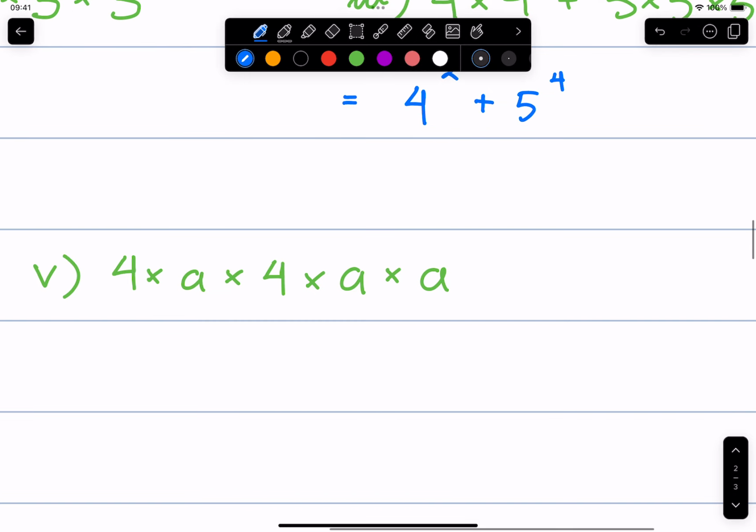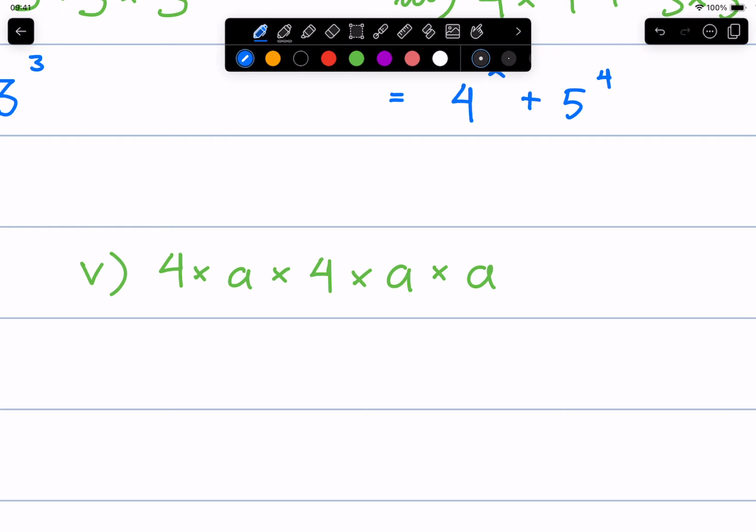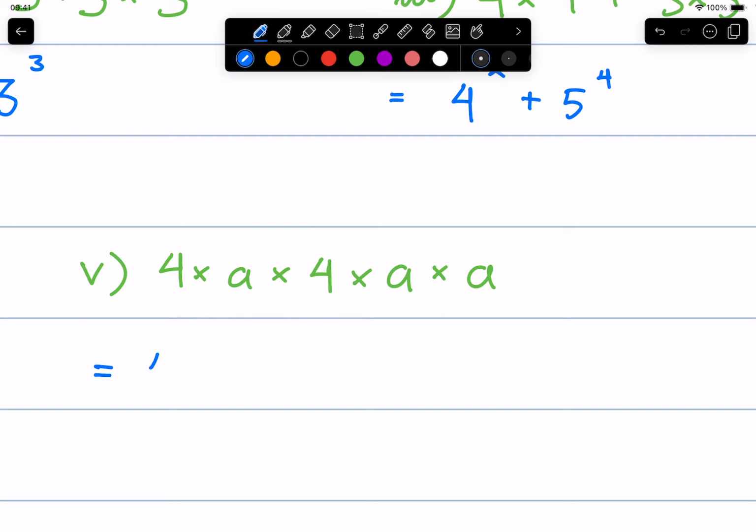And this last one here, same idea, except now we have algebraic terms. This still doesn't change much, except that even algebraic terms can become index notation. So in this case, again, we'll just count the 4's. This becomes 4 to the power of 2.